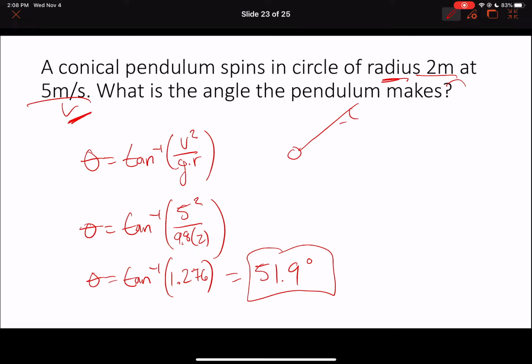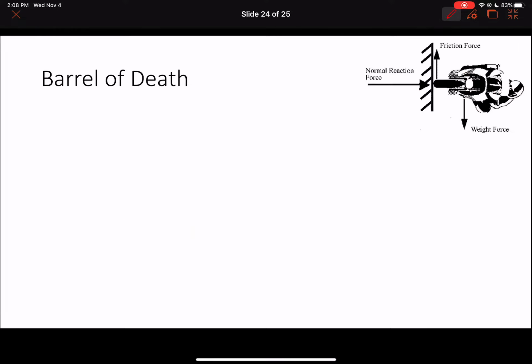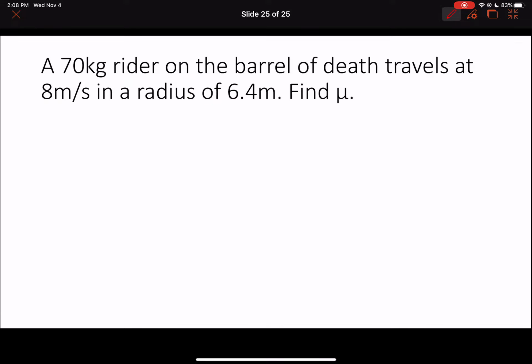That's an angle of 51.9 degrees. Okay. Last problem is barrel of death. This is just the way that we in physics call it. We call it the barrel of death. It's not probably a proper term. You might find it as other things on the internet.